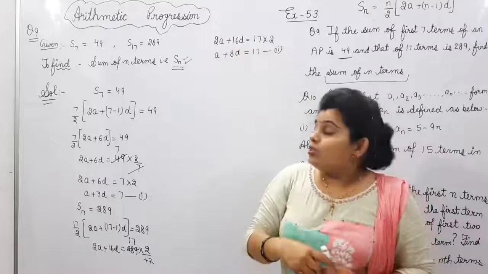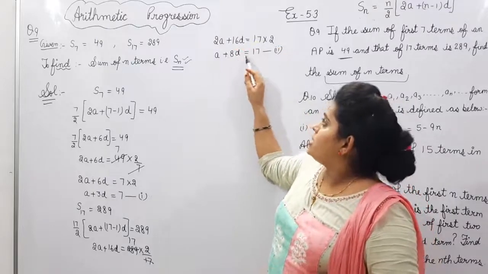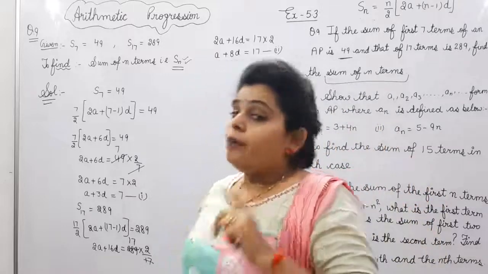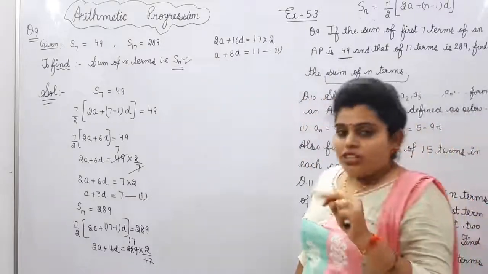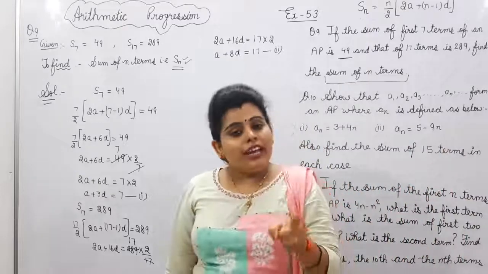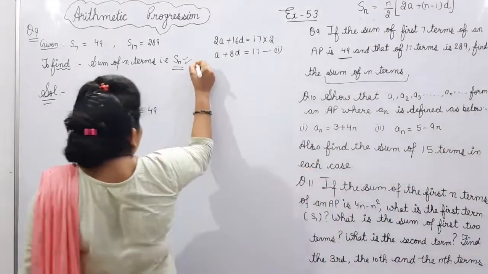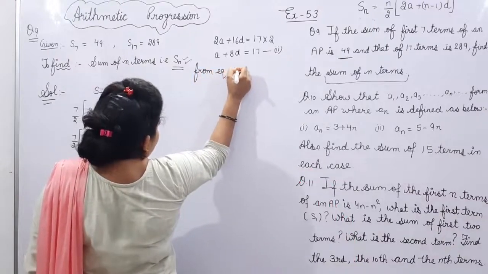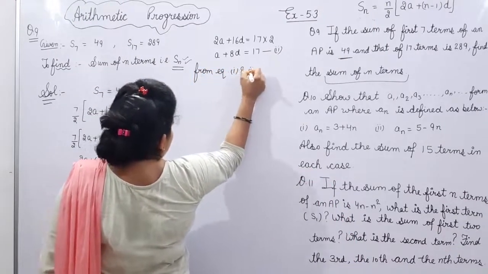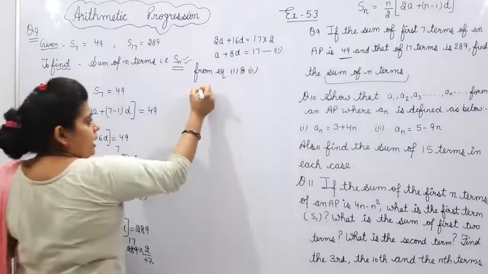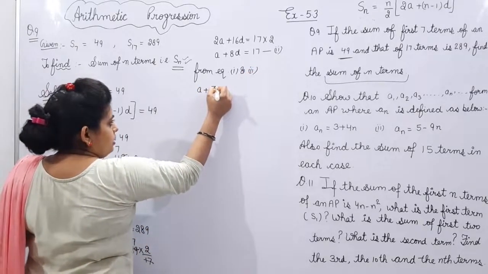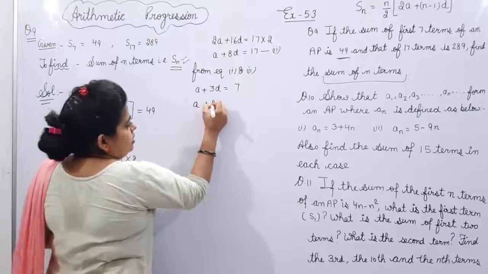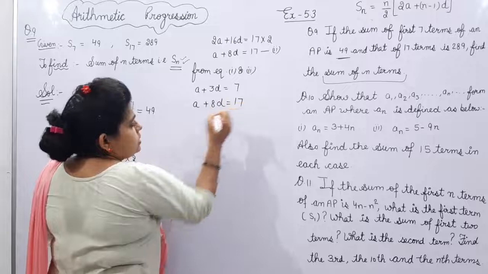Taking 2 common from both sides, we will get a plus 8d is equal to 17. So we get two equations, first and second. Now we will solve these two equations for finding the value of a and d. Now from equation first and second, first equation is a plus 3d is equal to 7, a plus 8d is equal to 17.